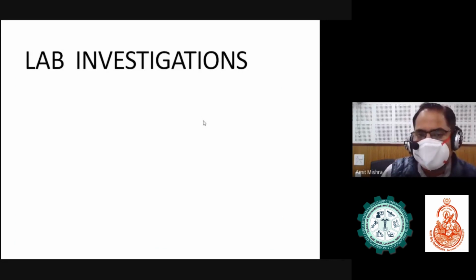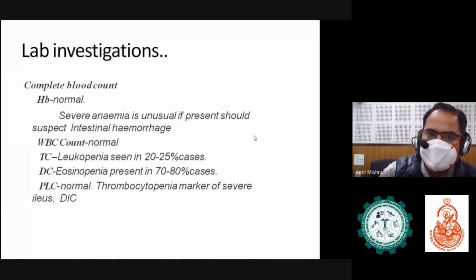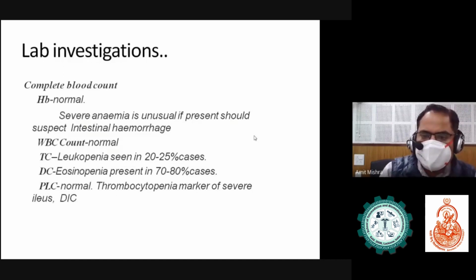These are the lab investigations. We just go for the complete blood count. Here we can see that the WBC count is normal, and in 20 to 25% of cases, we can see that there will be a leukopenia. In some cases, you can also get eosinopenia. Normally the platelet counts are normal, but if there is a thrombocytopenia, it is a marker of severe illness. A relative lymphocytosis is seen.